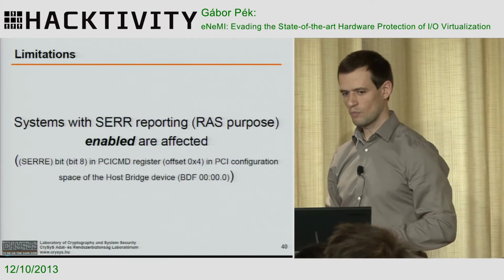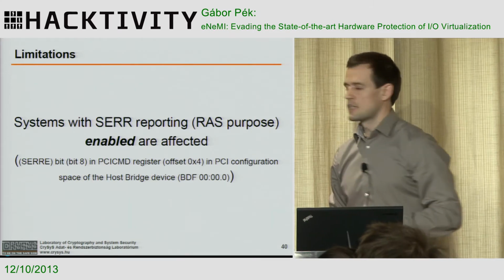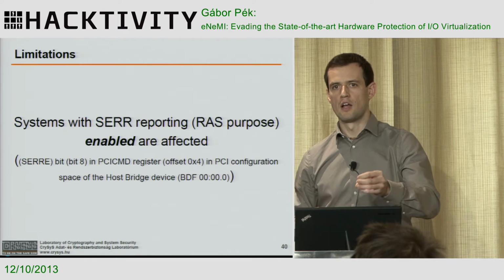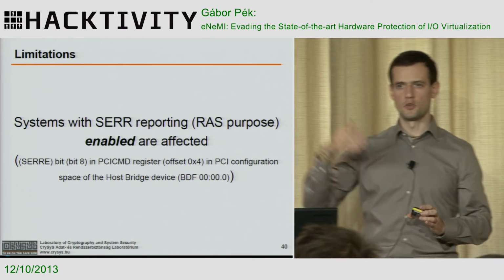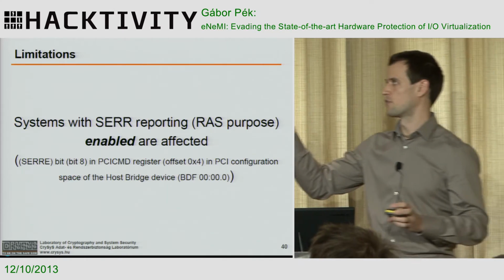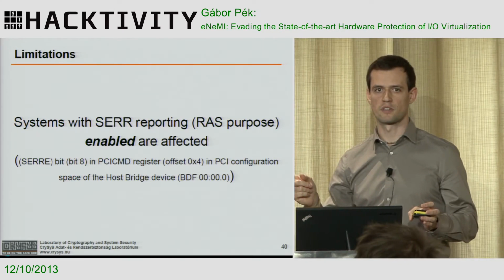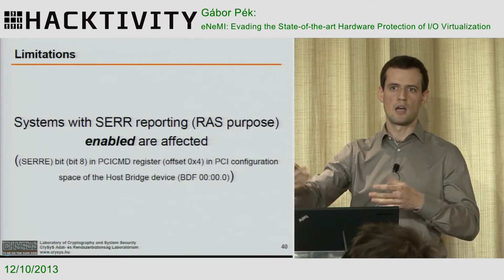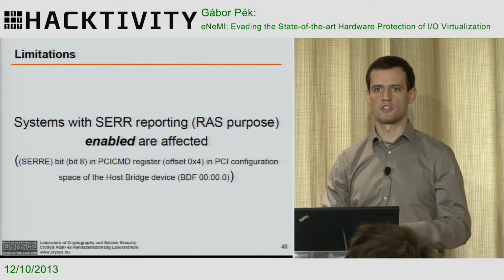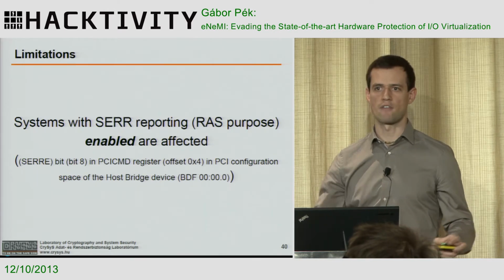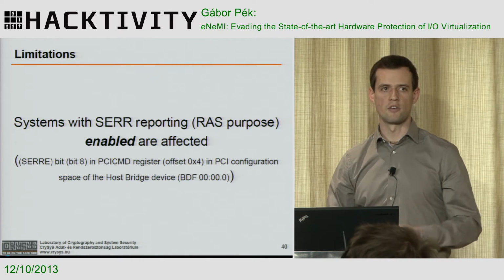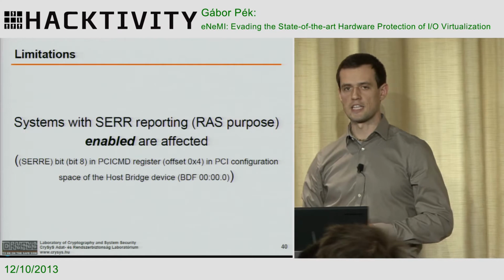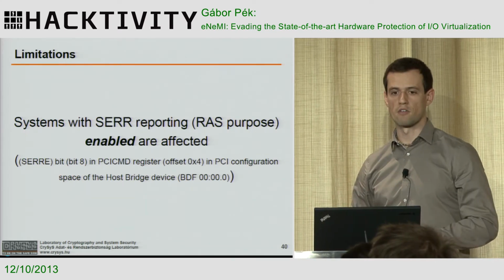Limitations. System error reporting has to be enabled on the system. From the attacker's perspective, this is a good thing, because this kind of reporting is enabled on servers most of the time. But Intel suggests to disable it. But on server parks, this is enabled because system error reporting is important. Whenever you see a hardware error, basically you get informed, and you can do what you have to do. So these are enabled for RAS purposes, error handling and error reporting.